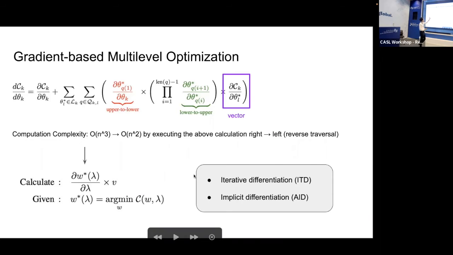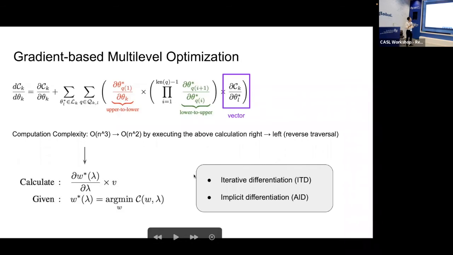And these red and green parts, which are called the best response Jacobian, can be millions by millions if we are considering millions-dimensional problems. So computing this millions-by-millions matrix, or even saving it, is really expensive computationally and from a memory perspective. What we notice is that the rightmost term is a vector. So instead of doing matrix multiplication, by performing matrix-vector multiplication from right to left, we can reduce the computation complexity from cubic to quadratic.